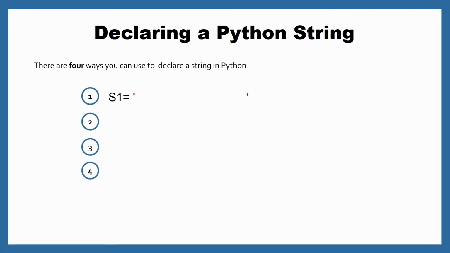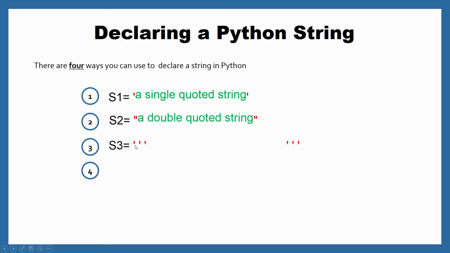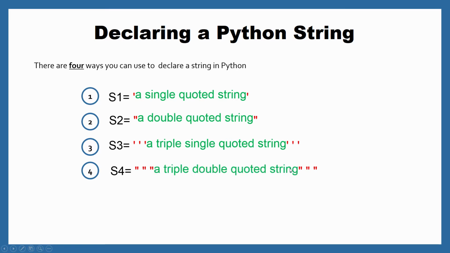The first one is that you can use single quotes to define a string. You just need 2 single quotes and you write your string in between them. The second way is to use double quotes and you write your string in between them. The third way is to use 3 single quotes and you write your string in between them. The last one is to use 3 double quotes and you write your string in between them. So there are 4 ways that you can use to define a string.